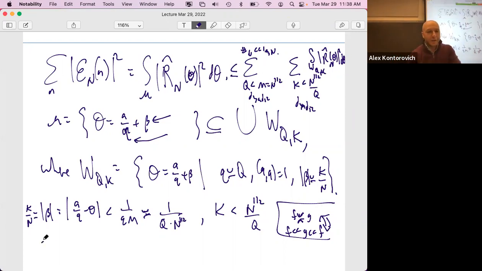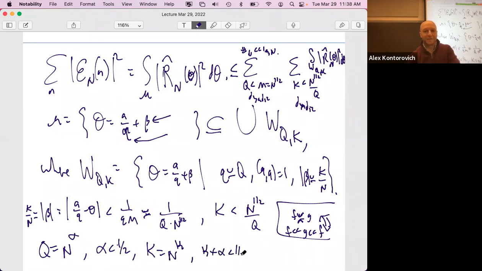Okay, so if we're going to think about this dyadically, then what we really want to do is capture the power of n. So q I'll write as n to the alpha, where alpha ranges up to a half. And k I'll write as n to the kappa. Hopefully you can distinguish my kappas and k's, even though it's not printed. Here k times q is less than n to the half, in other words, kappa plus alpha is less than a half.